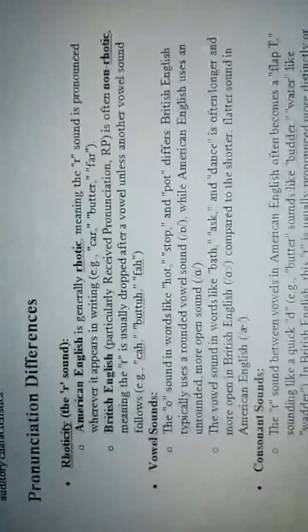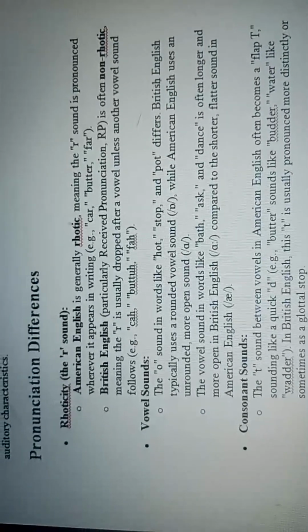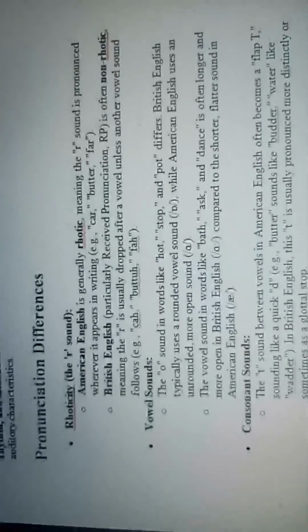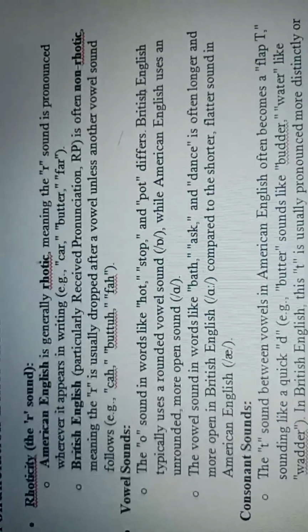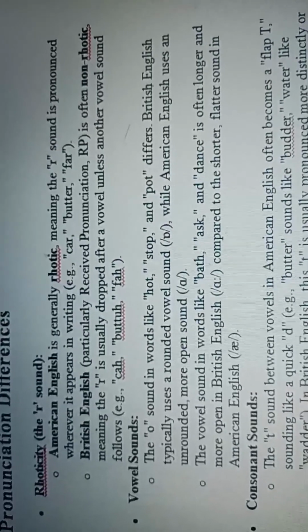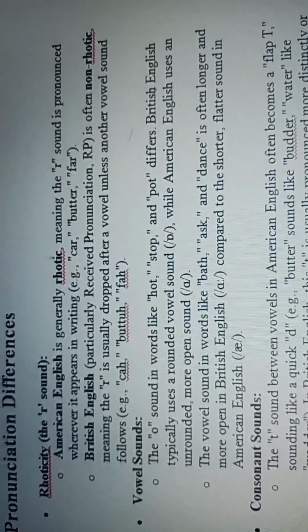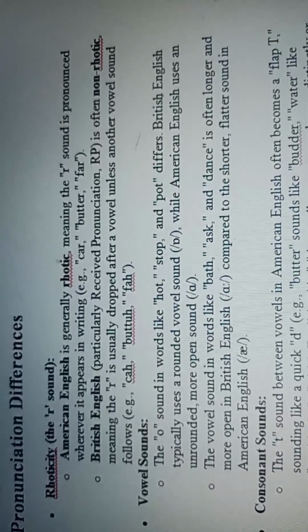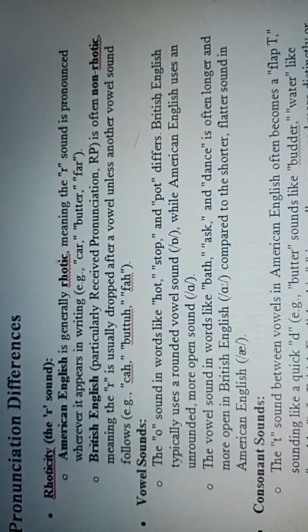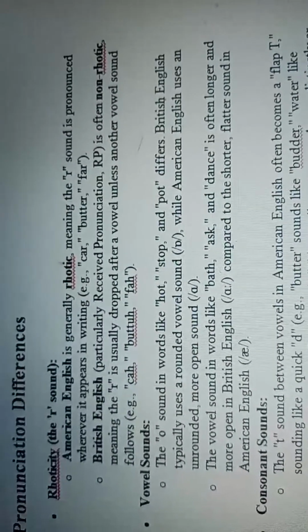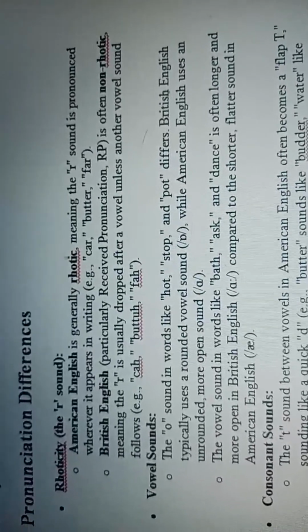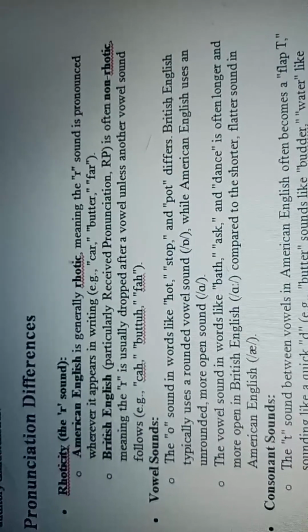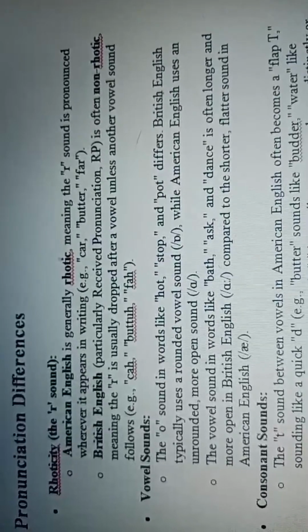Pronunciation differences. Rhoticity, the R sound. American English is generally rhotic, meaning the R sound is pronounced whenever it appears in writing, for example, car, butter, for. British English, particularly received pronunciation, RP, is often non-rhotic, meaning the R is usually dropped after a vowel, unless another vowel sound follows.